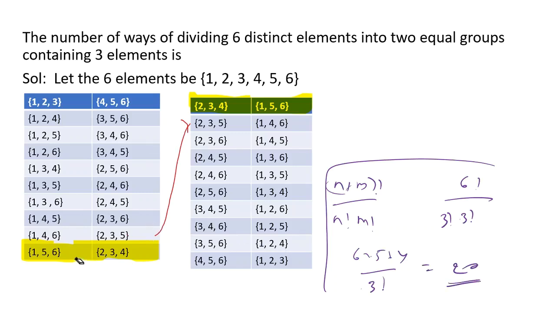But actually if you observe, this arrangement is same as this one, or this division is same as this division. And similarly this division is same as this division. So we are repeating these 10 divisions one more time. So on the whole we are not getting 20 different divisions. We are getting only these 10 divisions. So what we have to do here is, these two groups are same, so we have to divide it by 2 factorial. So we have this result.